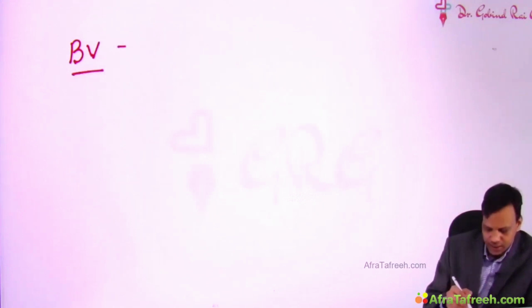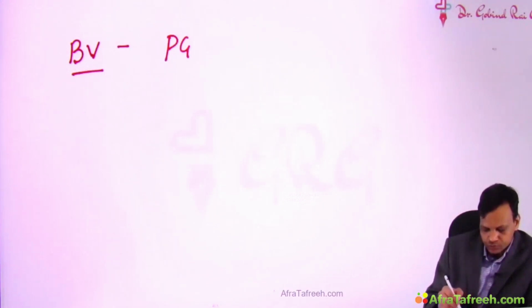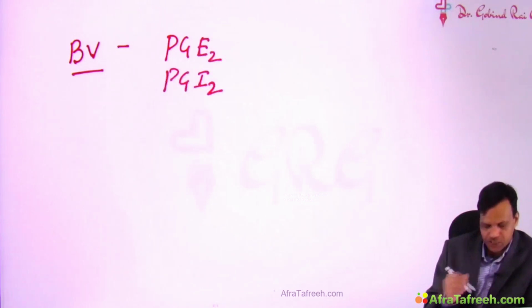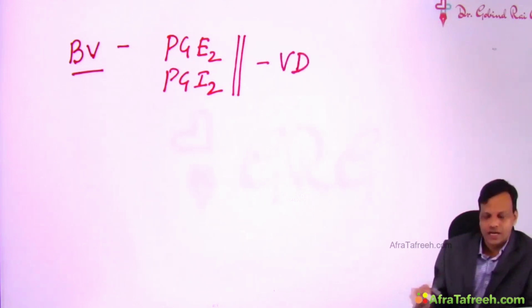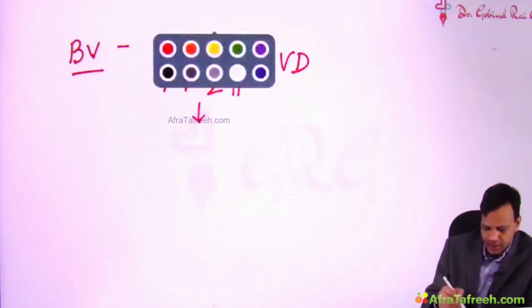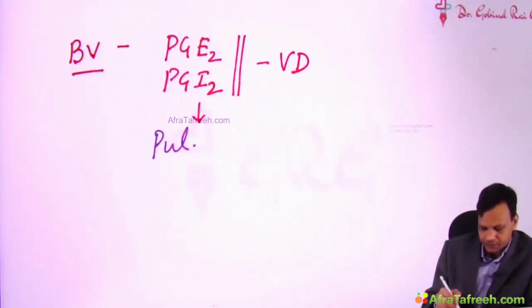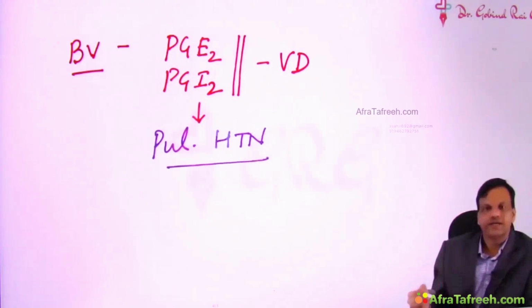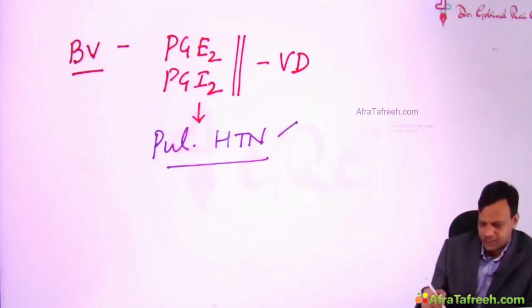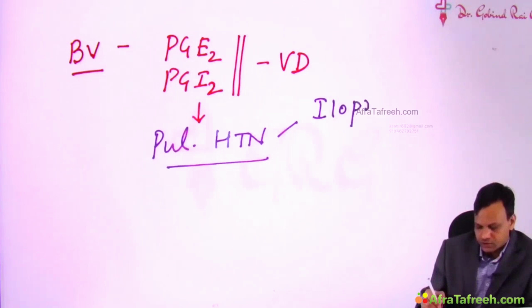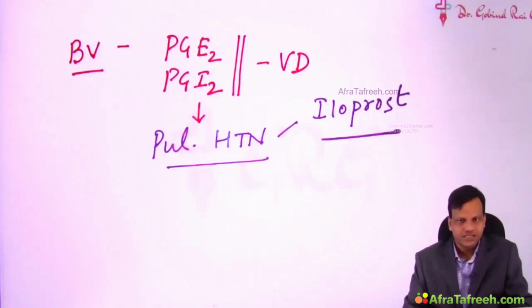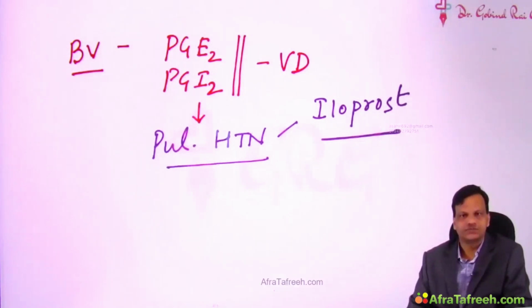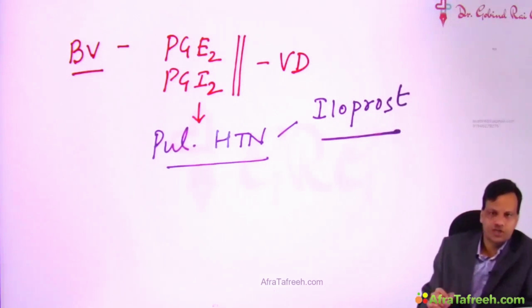Now coming to the effect on blood vessels. Prostaglandins, again particularly PGE2 and PGI2, that means prostacyclin, are powerful vasodilators. And their vasodilatory action we are utilizing in the treatment of pulmonary hypertension. In treatment of pulmonary hypertension, we are giving drugs like iloprost, which is PGI2. It causes dilation of pulmonary vessels, which will treat the pulmonary hypertension. So this is the effect on the cardiovascular system.